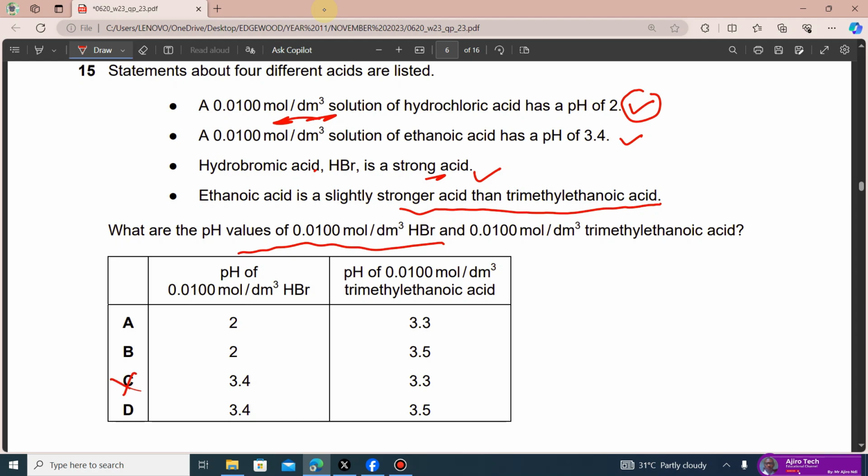So anything involving 3.4 is wrong. So we are left with A and B, because a pH of 2 is what should be in line with the answer. So I have left you two options now. Now let's go to the second part. See the same concentration of trimethyl ethanoic acid, what will be the pH?